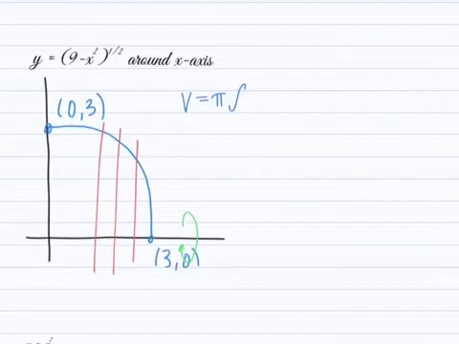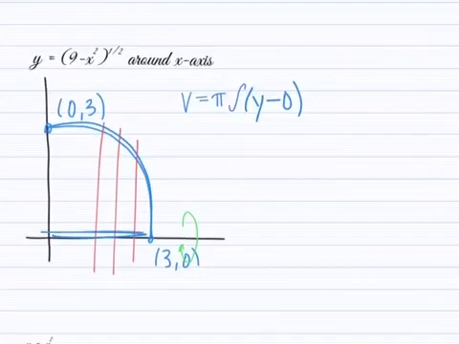So initially looking at it, you might be like, oh, well, the radius is just going to be 3. Well, it's not always going to be 3, because as you go along that line, the radius is actually changing, constantly, because the x value is changing. So that upper y value along this line here is going to be given by the y value of whatever's on that line, minus 0, because the lower part of that radius is always going to be 0 here along the axis.